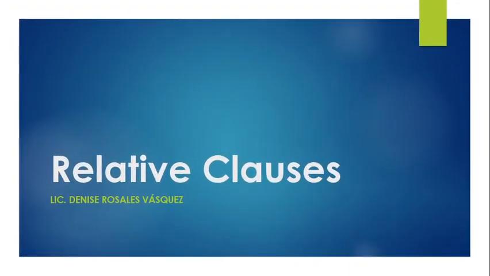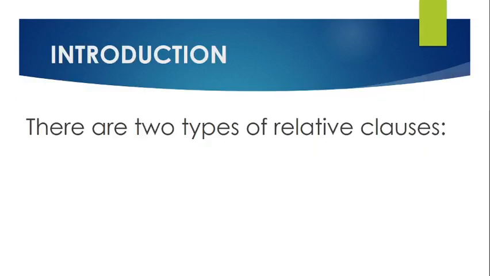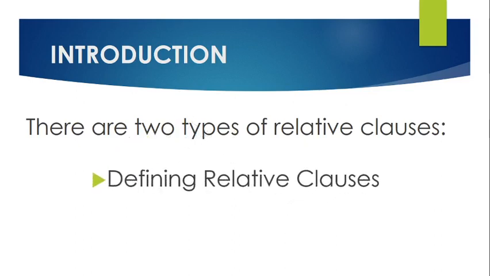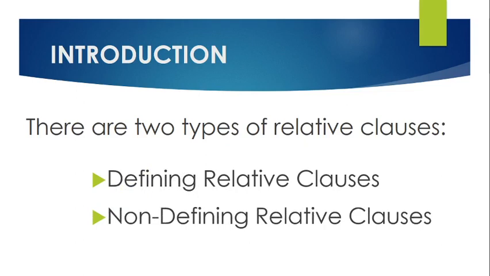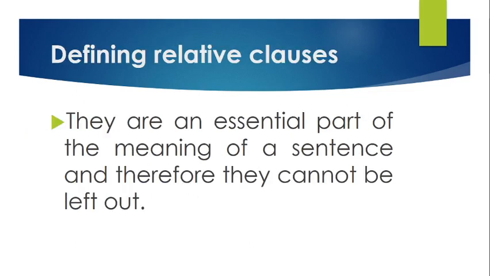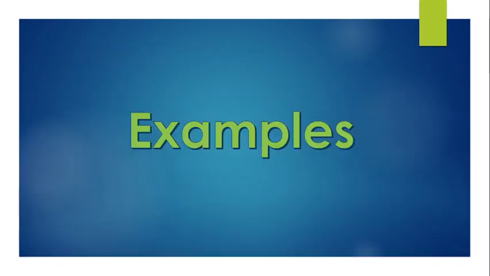The class for today is relative clauses. There are two types of relative clauses in English: defining relative clauses and non-defining relative clauses. The defining relative clauses are an essential part of the sentence, and that's why we cannot leave out this information. Let's see these examples.